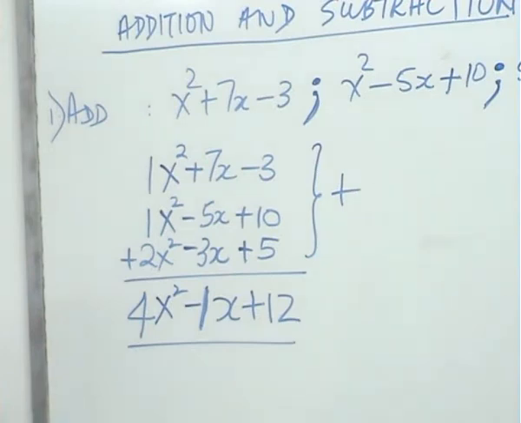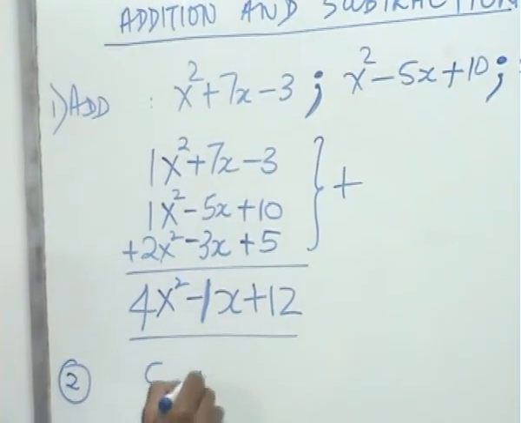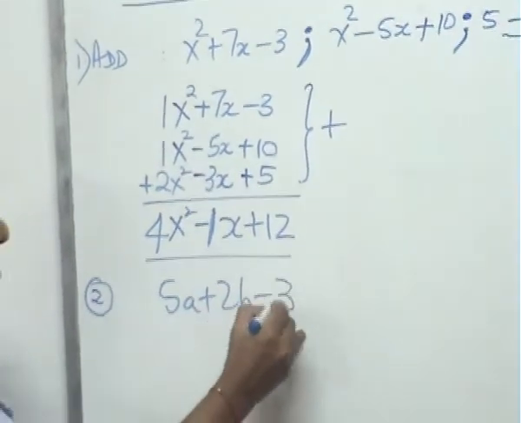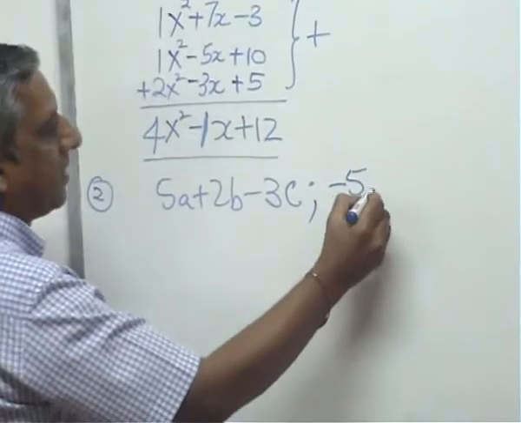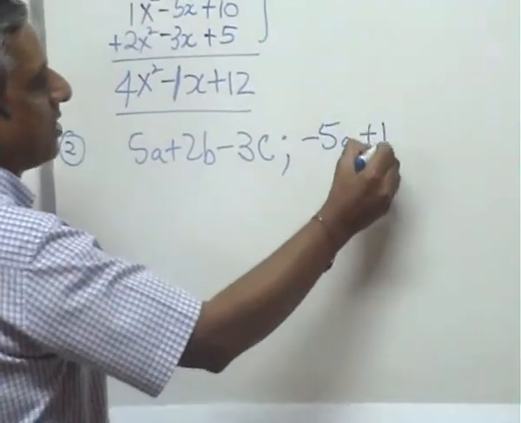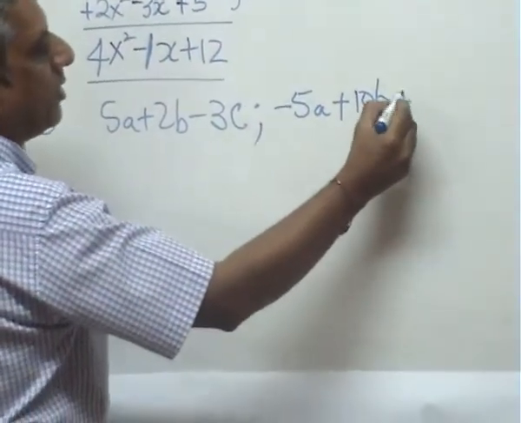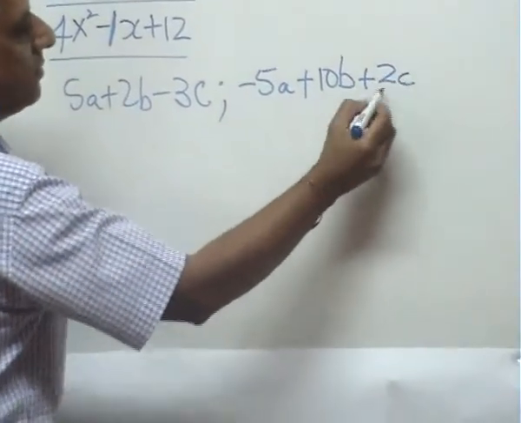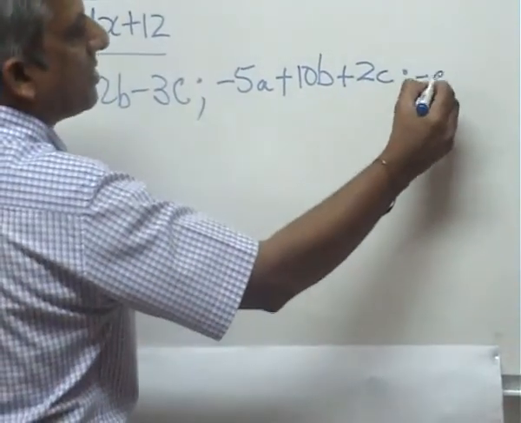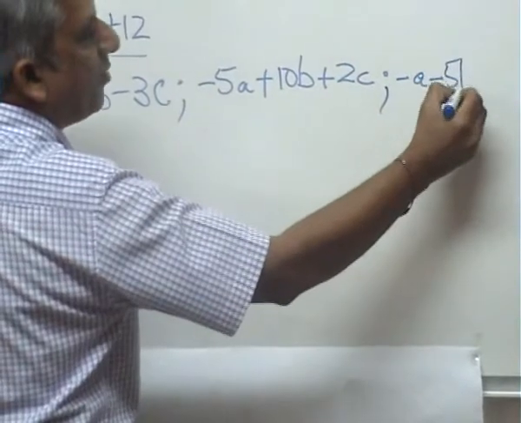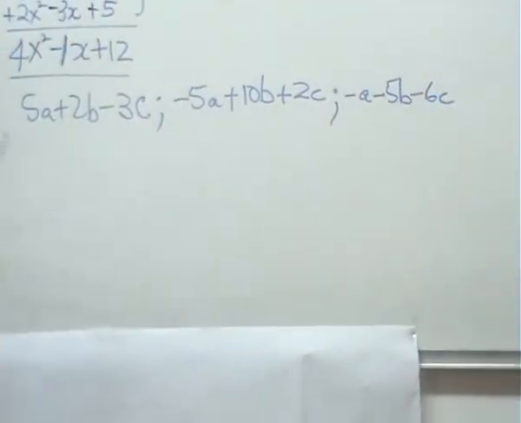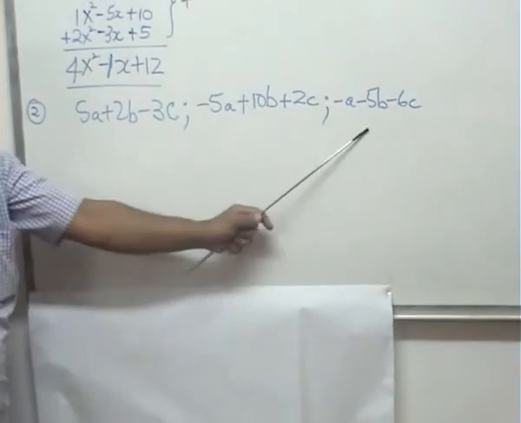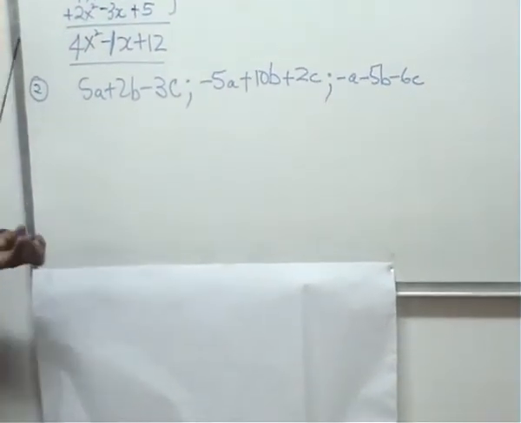Or any other example. So let's take another example. Number 2, 5a plus 2b minus 3c, minus 5a plus 10b plus 2c, minus a minus 5b minus 6c. So here are three expressions. You want to add them up.